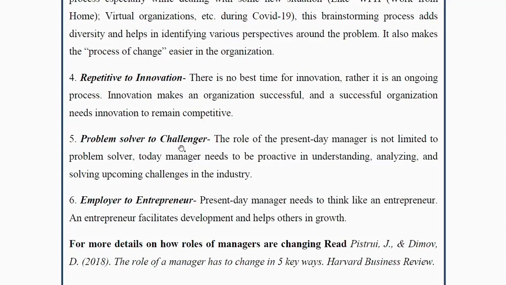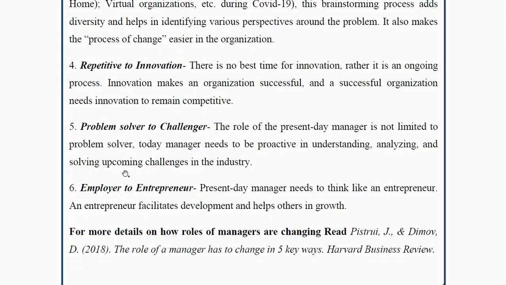Manager must shift from problem solver to challenger. The role of the present day manager is not limited to a problem solver. Today, manager needs to be proactive in understanding, analyzing, and solving upcoming challenges in the industry.